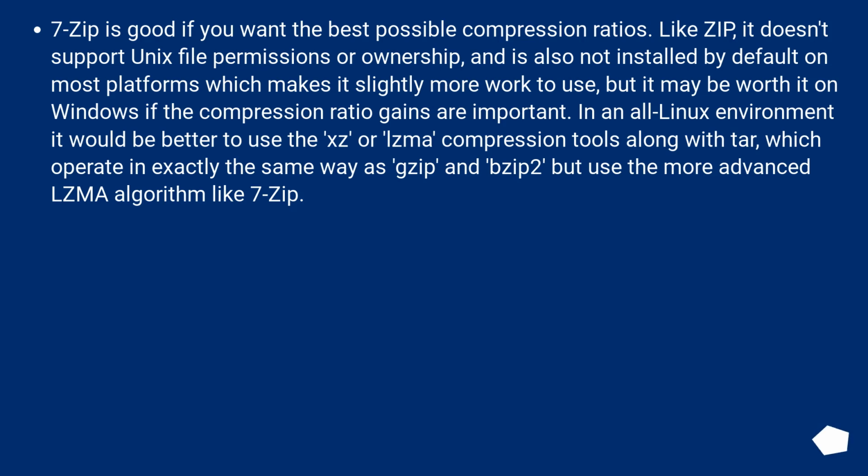7-zip is good if you want the best possible compression ratios. Like zip, it doesn't support Unix file permissions or ownership, and is also not installed by default on most platforms, which makes it slightly more work to use, but it may be worth it on Windows if the compression ratio gains are important. In an all-Linux environment, it would be better to use the XZ/LZMA compression tools along with tar, which operate in exactly the same way as gzip and bzip2 but use the more advanced LZMA algorithm like 7-zip.